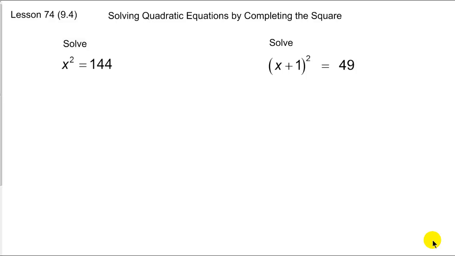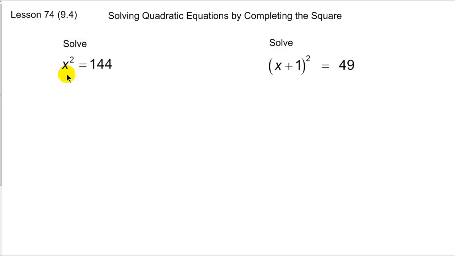To this point, the only way we know how to solve quadratics is by setting it equal to 0 and factoring, and then using the zero product principle to solve. We're going to use another method today called completing the square, but in order to do that, let's take a look at some past knowledge first.